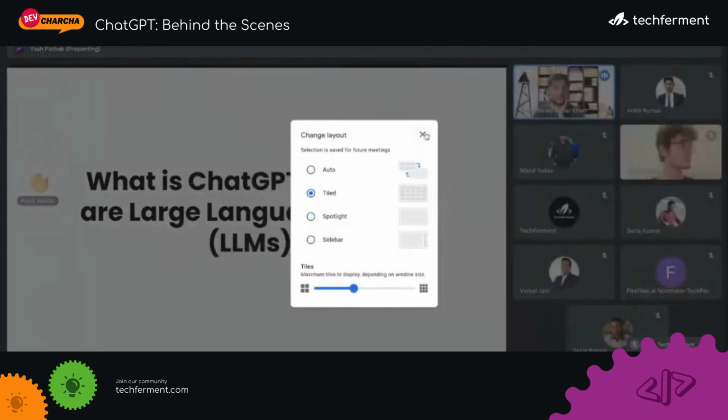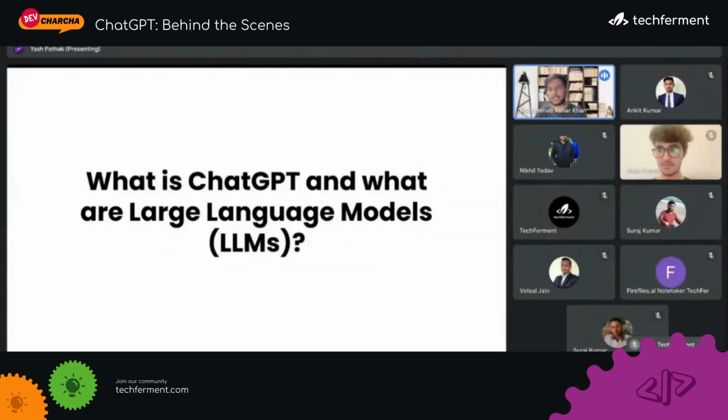Coming to large language models, if you generalize them, they are nothing but autocomplete AI models. Like, you can build a solution by training a neural network to identify cats and dogs.